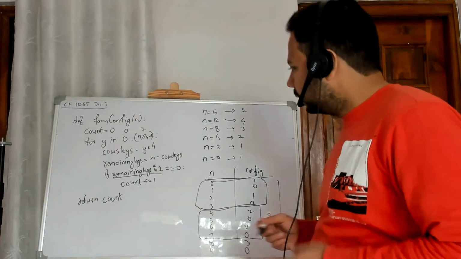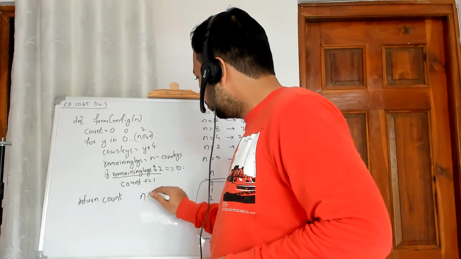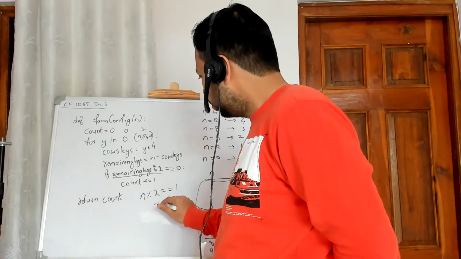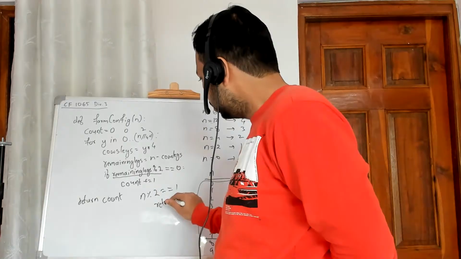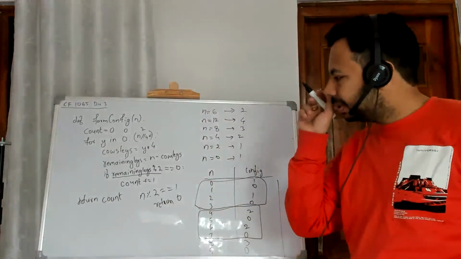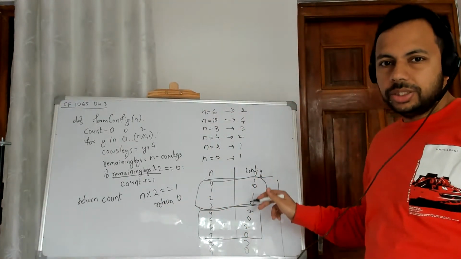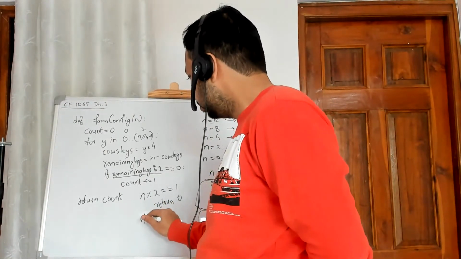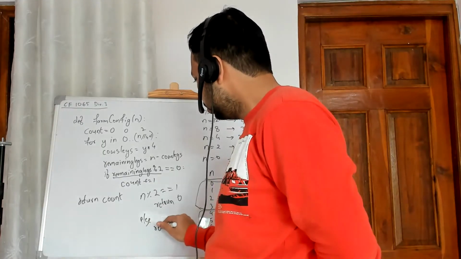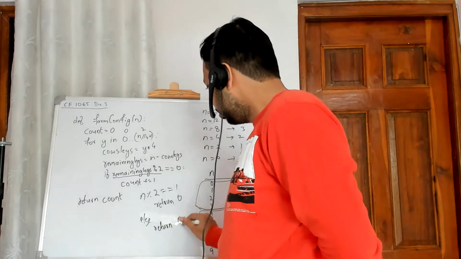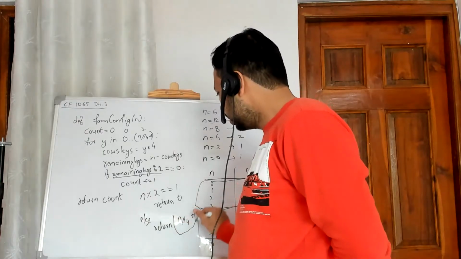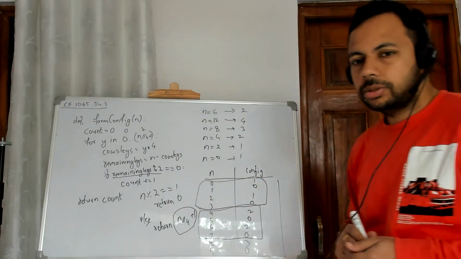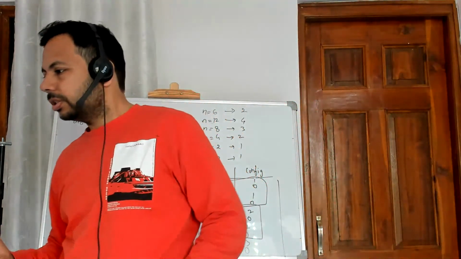The pattern is, if n mod 2 is equal to 1, the return value is 0. For odd numbers, the value is going to be 0. For all even numbers, else return n by 4 plus 1. That is your answer. All combinations are possible if n is even. So that's the first question.